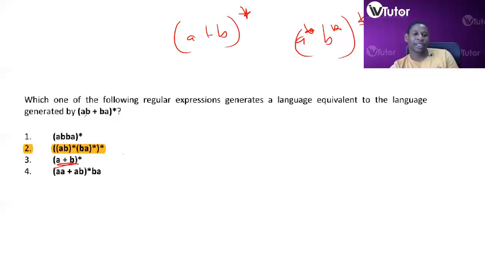So this one generates A, this does not generate A. This one generates words that end with a BA, not always, but the words here end with a BA, not necessarily true here. ABBA, this one cannot generate AB, right? So the correct solution is option 2.